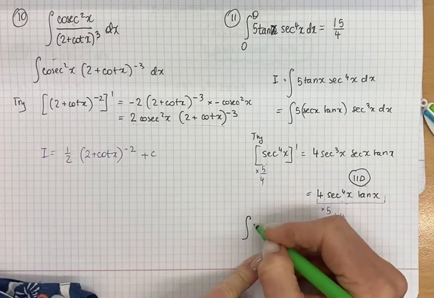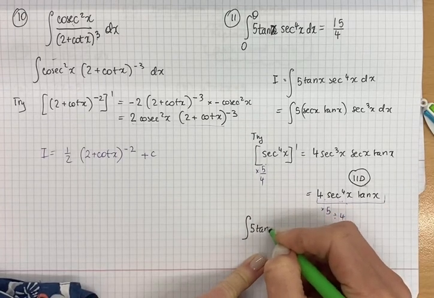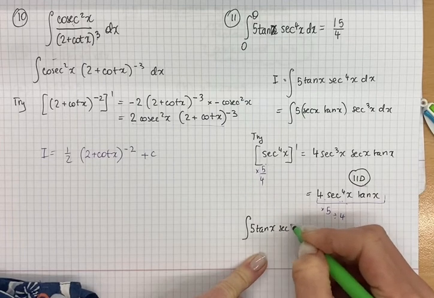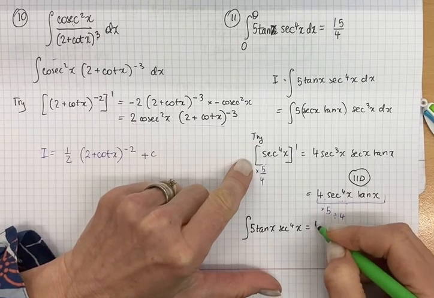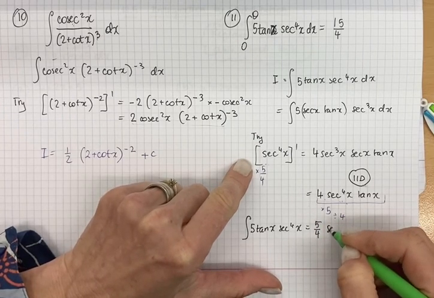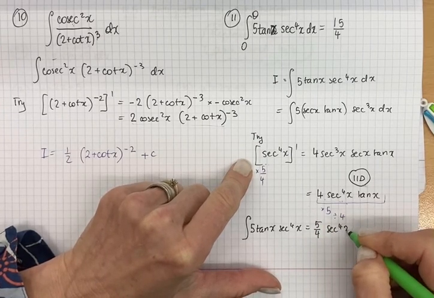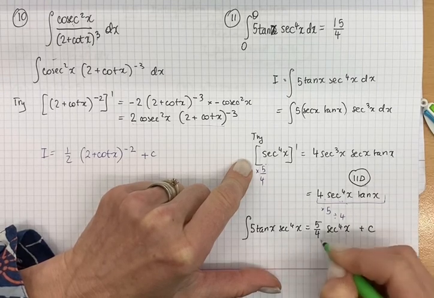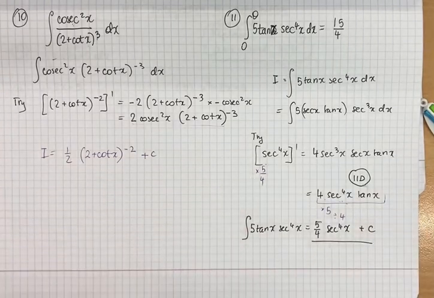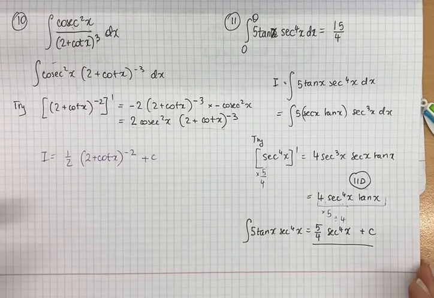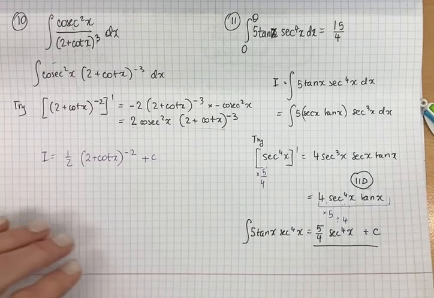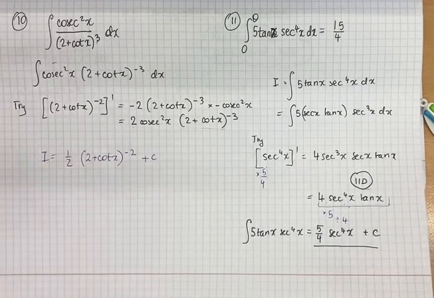Okay, so my integral over here will be 5, let's put tan x first, must be 5/4 of sec to the power of 4x plus c. And then you carry on and solve this equation. So this takes you to exercise 11D.